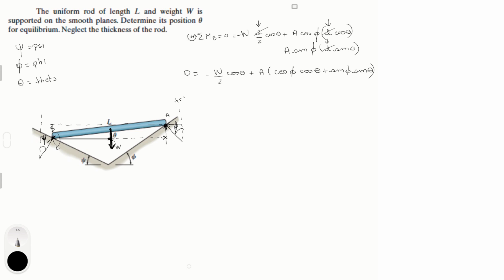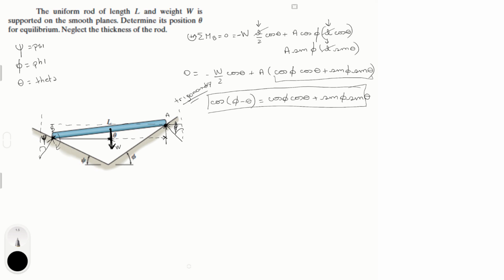Now from trigonometry, you should look at your trigonometric cheat sheet, or if you memorize it, good for you. You know that the cosine of phi minus theta, the cosine of the difference of two angles, is equal to cosine of phi cosine of theta plus sine of phi sine of theta. You know this from trigonometry. So we're going to replace that.